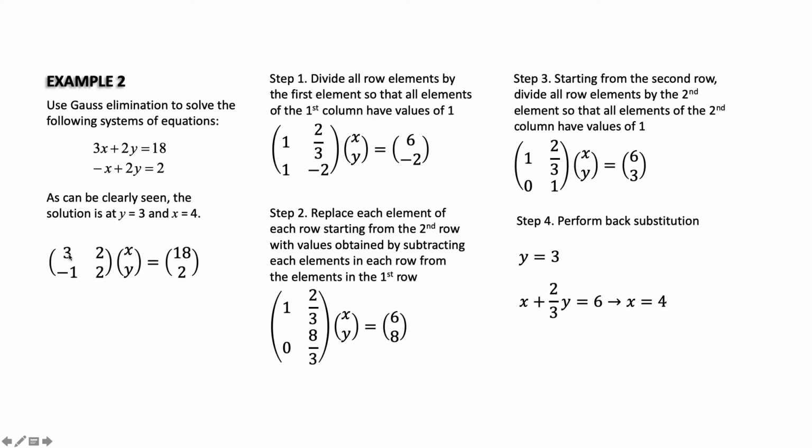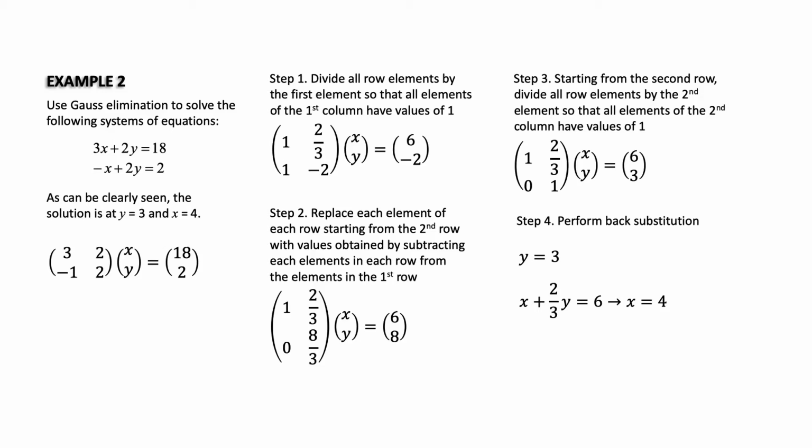So in order for this to be 1, we have to divide it by 3, and in order for this to be 1, we have to divide it by 3. But whatever operation we do here, we have to do along this row. And whatever operation we do here, we have to do along this row. So if we divide this by 3, I need to divide this by 3, and I also need to divide this by 3. So I now have 1, 2/3, and 6. Now if I divide this by negative 1, I'll get 1. If I divide this by negative 1, I'll get negative 2. And if I also divide it by negative 1, I also get negative 2 here. So that's pretty simple.